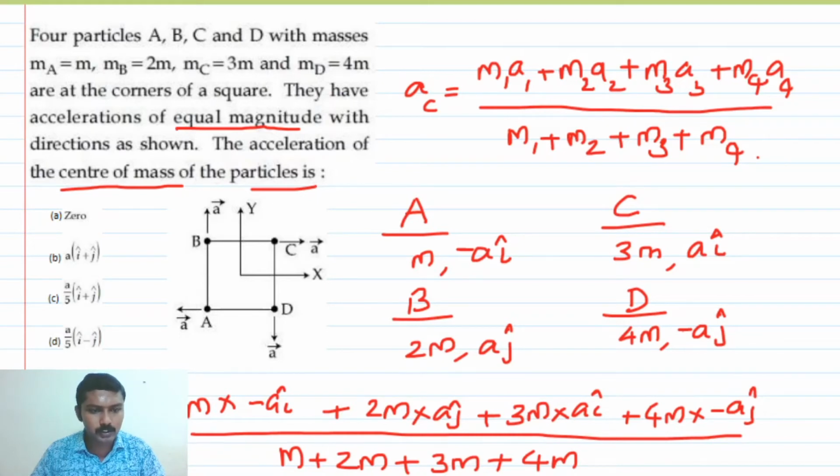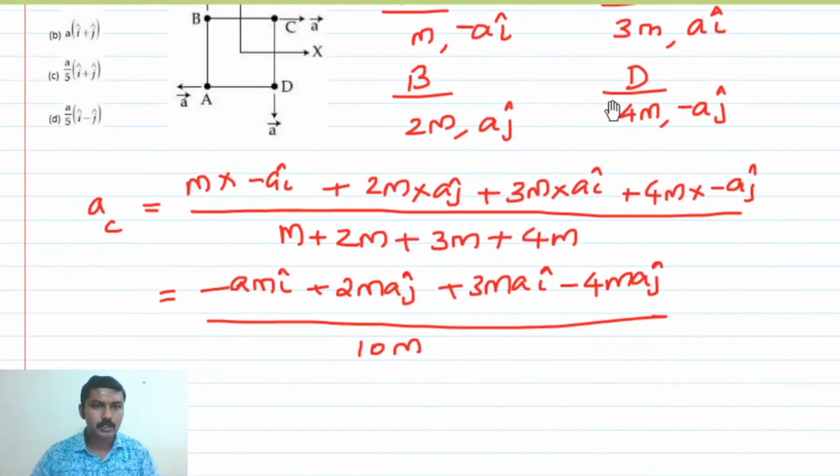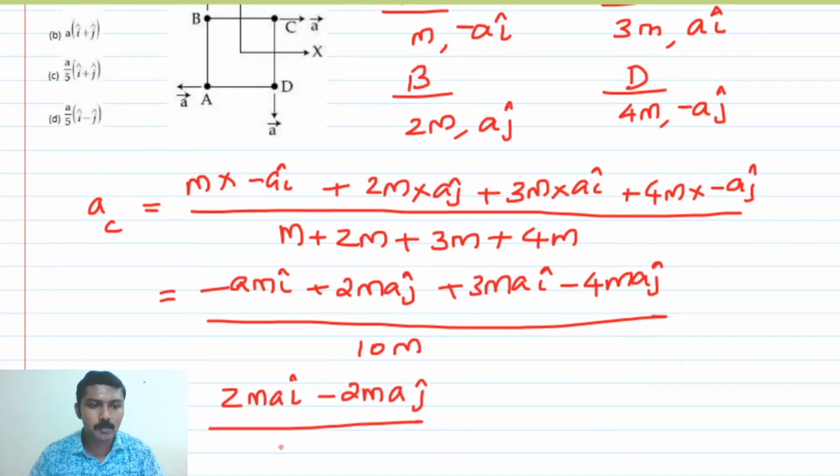What's the total mass? When you add it together, you get 10m. So you just have to manipulate it with the equations. These are the i's together. When you add 3ma i cap minus ma i cap, you will get 2ma i cap. Similarly, when you go for the j components, minus 4ma j cap and plus 2ma j cap, when you add together, you get minus 2ma j cap. Wonderful. Divided by 10m. I hope you are following me, right?